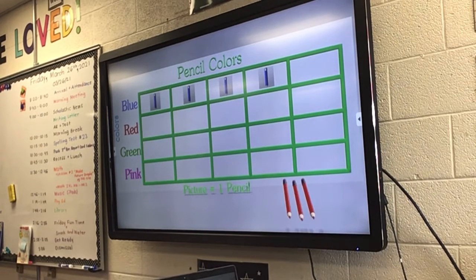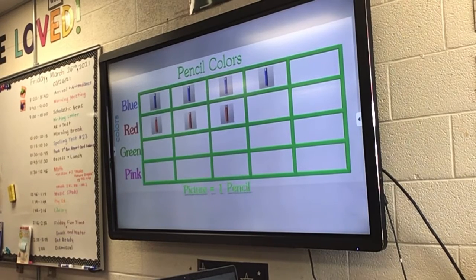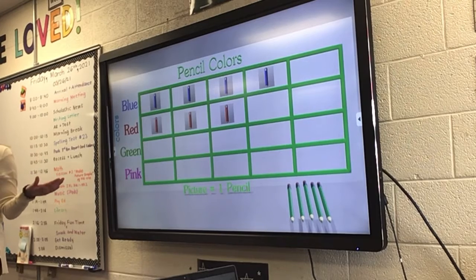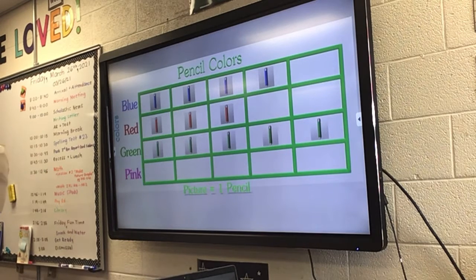How many red colored pencils do we have? We have 3 red pencils. So let's put down 3 pictures to represent the 3 red pencils. How many green pencils do we have? We have 5 green pencils. Let's put down 5 pictures for the green pencils. Great job. We have one more left to put on the graphs.